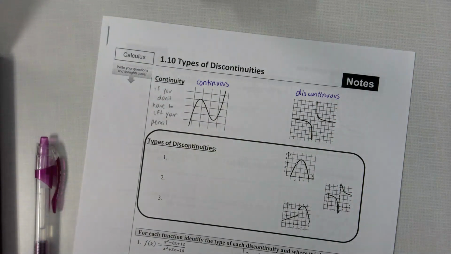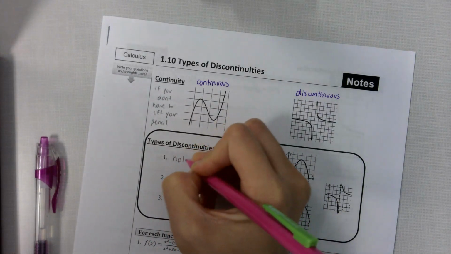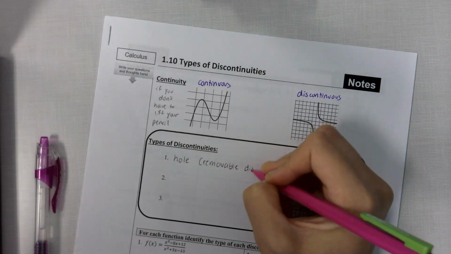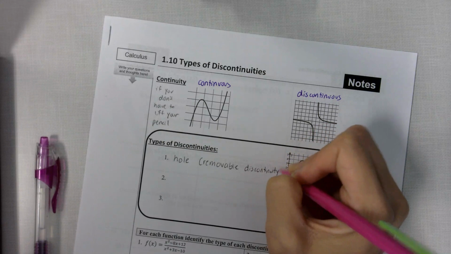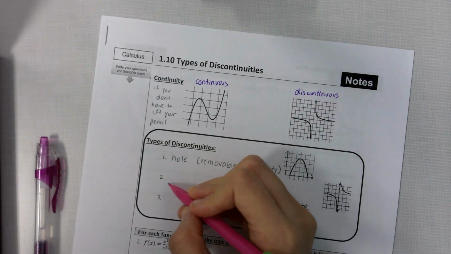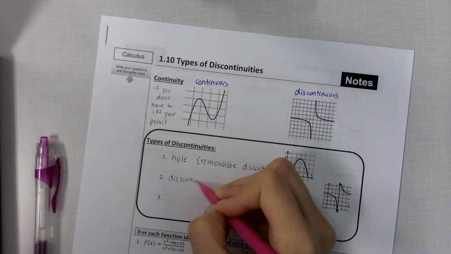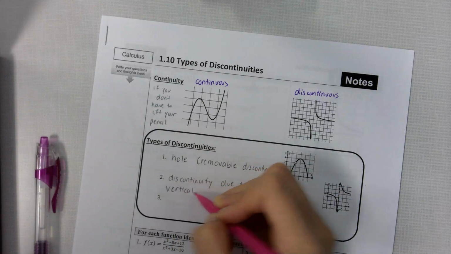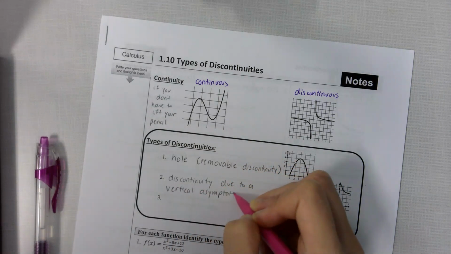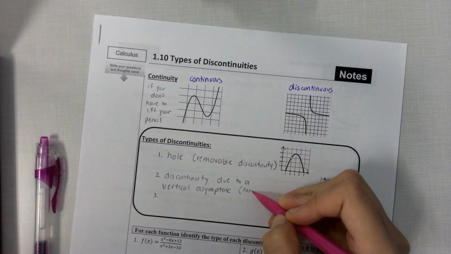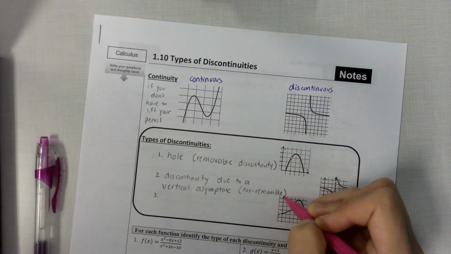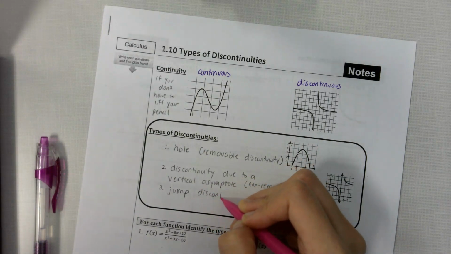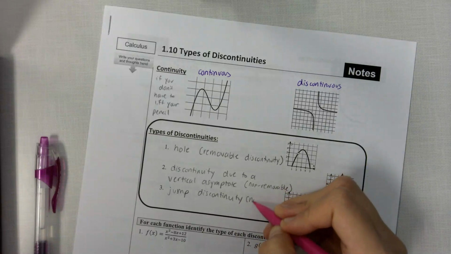So there are three types of discontinuities. We have a hole or removable discontinuity. Vocab term, right? We have a discontinuity due to a vertical asymptote, which is non-removable. And then we have a jump discontinuity, also non-removable.